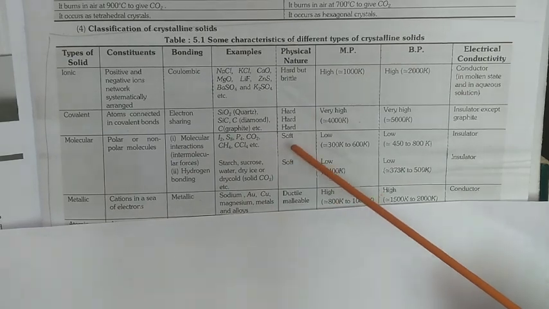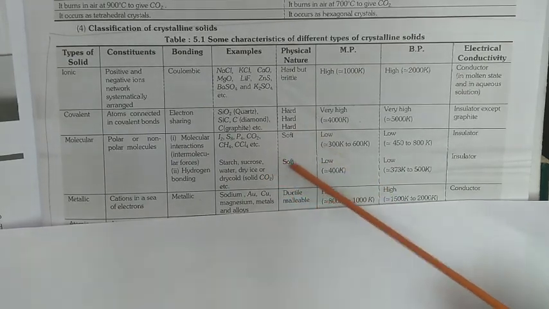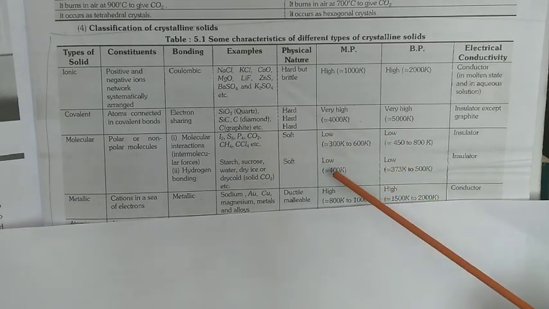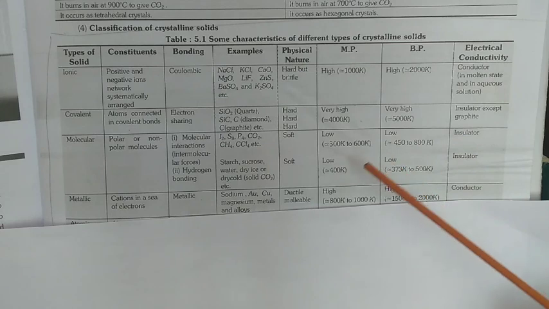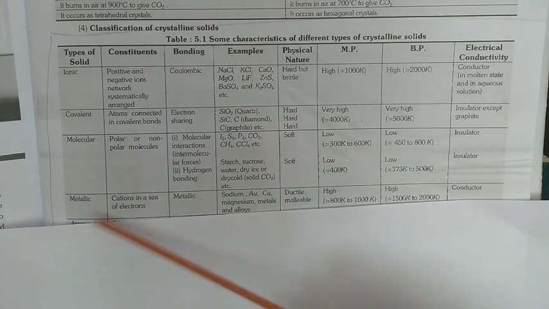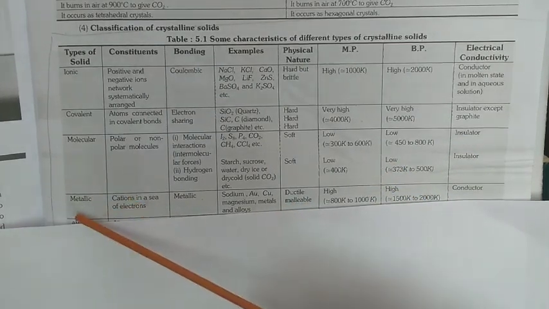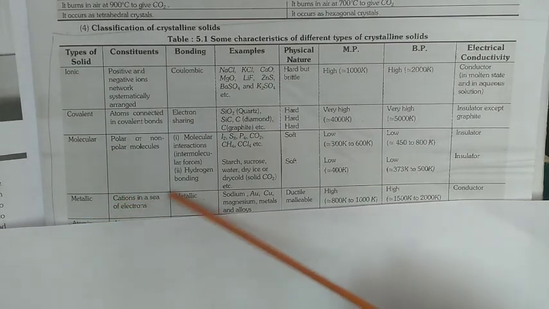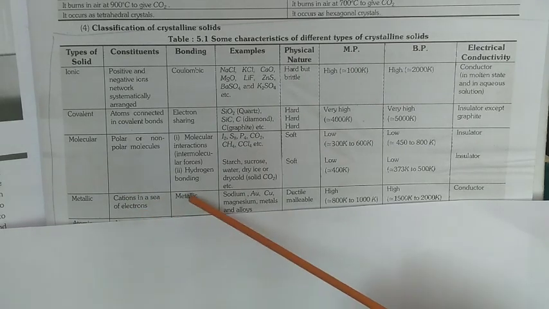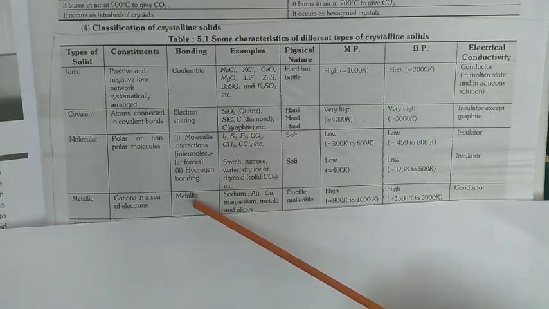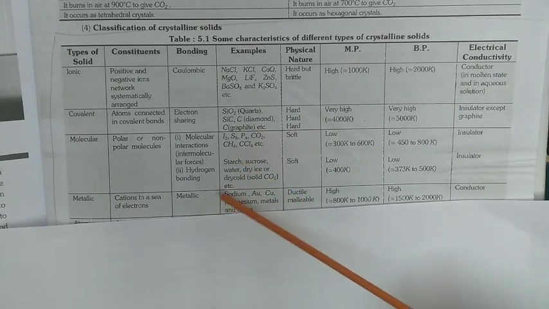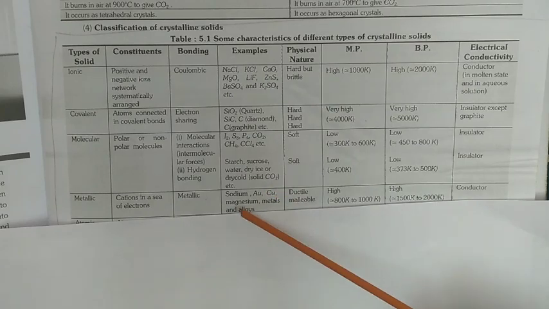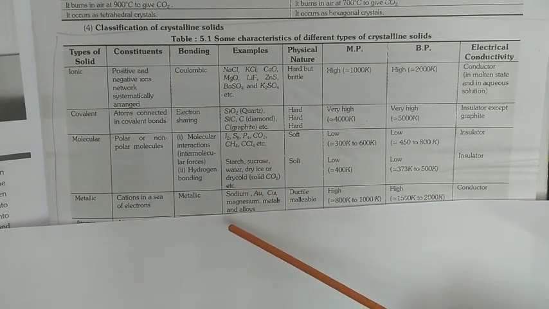The general physical nature of molecular solids is that they are all soft, and they have very low boiling and melting points. These are insulators for electricity. Next, we shall go to the next type of solid, which is called metallic solids. In metallic solids, the constituent particles are cations which are held together by the metallic bond. The examples for metallic solids are sodium, gold, copper.